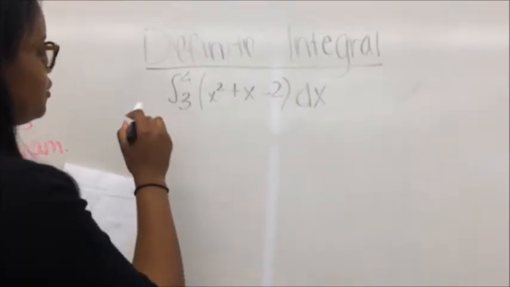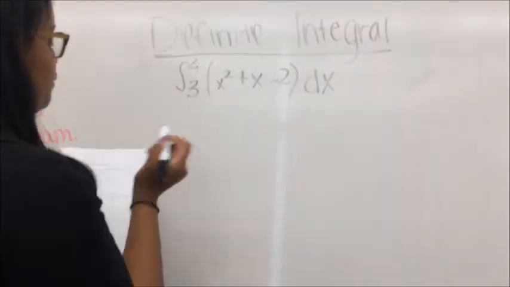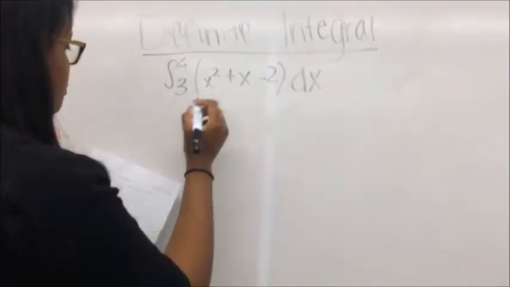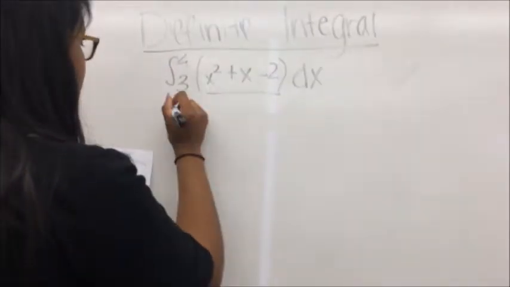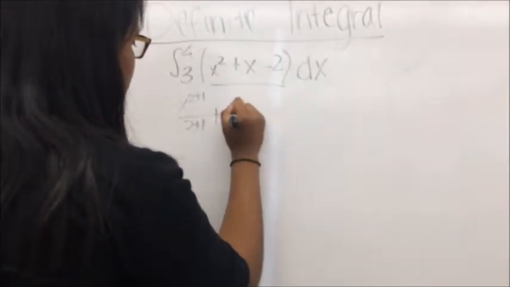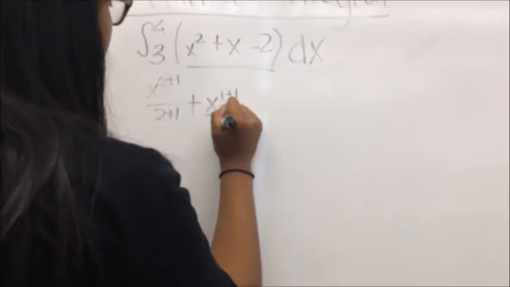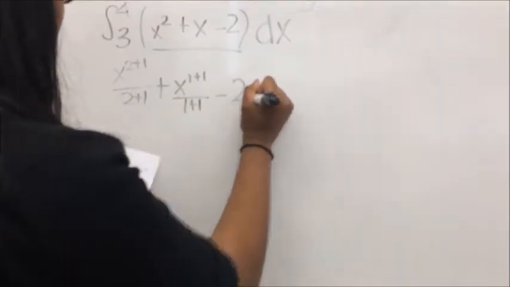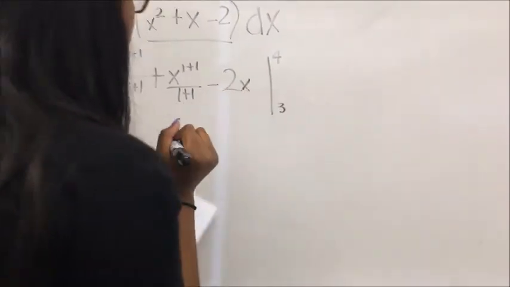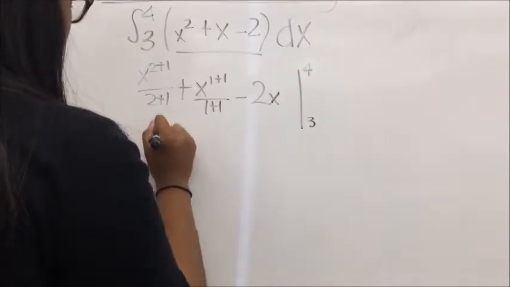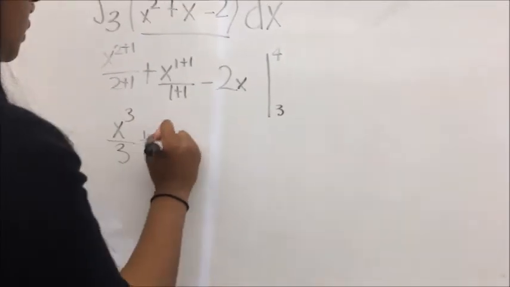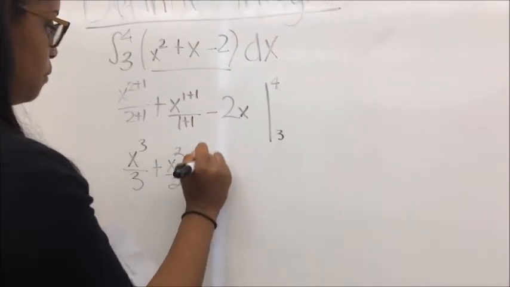Okay, so now we're going to find definite integrals, and what makes it definite is that there's a lower bound and an upper bound. So first, like before, you're going to find the antiderivative of this equation, which is x squared plus 1 over 2 plus 1 plus x to the power of 1 plus 1 over 1 plus 1 minus 2x. And you can just draw a little bar over here so you don't forget what your upper bound and lower bound are.